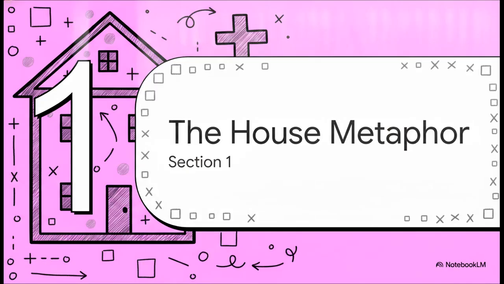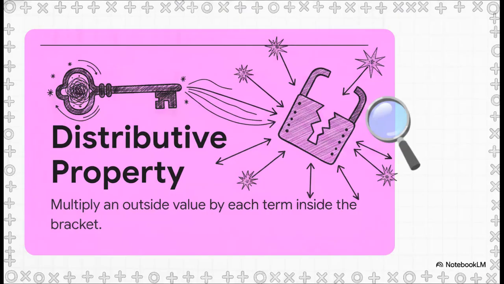All right, section 1, the house metaphor. Before we get too bogged down in the variables and the numbers, let's paint a mental picture. Abstract math symbols can be kind of tough to memorize, right? But our brains are practically hardwired for stories. By definition, the distributive property is a mathematical rule where an outside value is multiplied equally across all terms inside a bracket. It's basically your magic key. With it, you can confidently pry open those brackets, distribute the value, and completely unravel even the most intimidating equations.